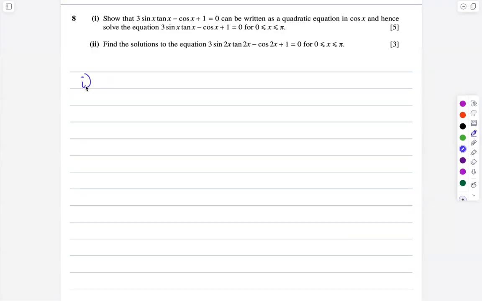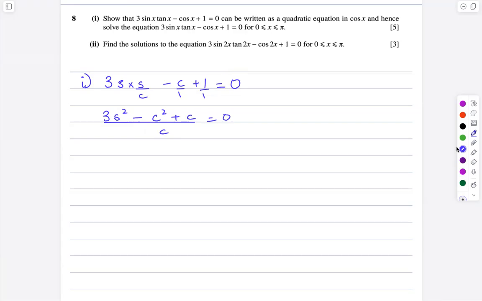So in part 1, as we have to bring our equation in terms of cos, we can write tan as sine upon cos. So this will become 3 sine into sine upon cos minus cos plus 1. So we'll get 3 sine squared over here, and this equals 0. Taking the LCM, we'll get 3 sine squared minus cos squared plus cos, upon cos, equals 0.